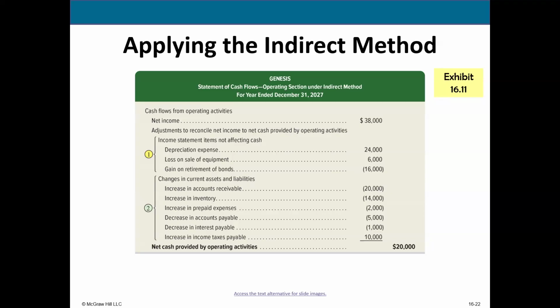And then we have the changes in current assets and liabilities. We add or subtract them based off of what's happening here from our net income to get our net cash flow provided by operating activities. In this example, 20,000. You'll notice that 20,000 is the same exact as if we were to do it using the direct method. And that's how you know you've done it correctly.